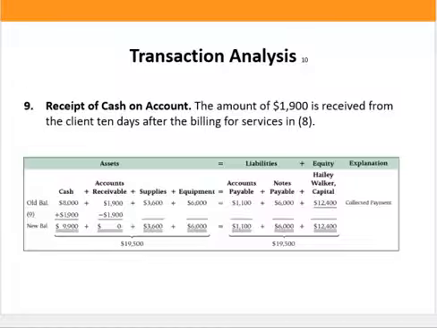So again, two assets have changed in the opposite direction of each other. So nothing happens on the liability and equity side. But we still balance because one asset went up and one asset went down. So we still have a balance on our assets of 19,500. And our liabilities and our equity is 19,500.